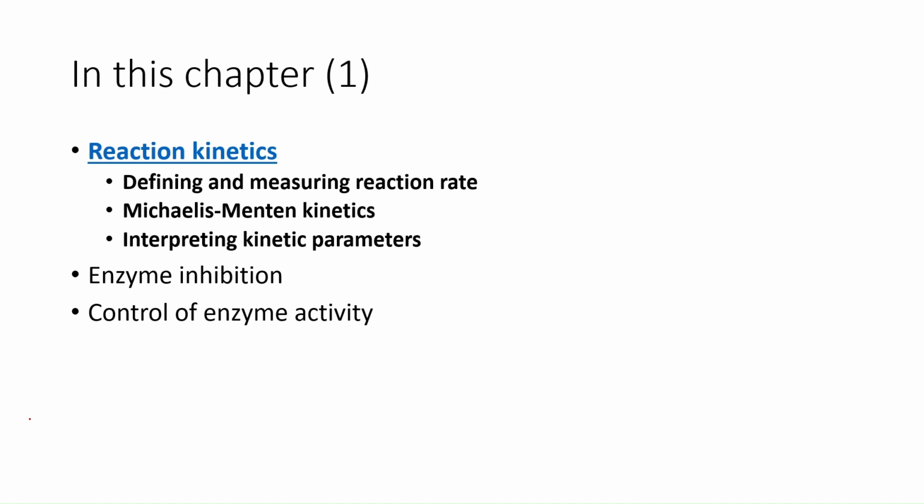To break that down a little bit, we're going to start by defining and measuring reaction rates. We're going to talk a little bit more about Michaelis-Menten kinetics. And then we're going to end off by starting to interpret some kinetic parameters. In some of the other videos, we're going to talk more about enzyme inhibition and control of enzyme activity.